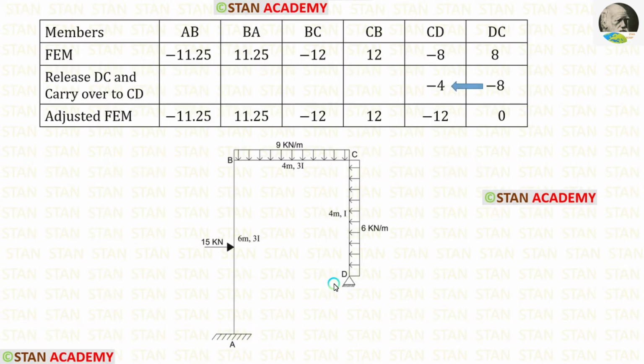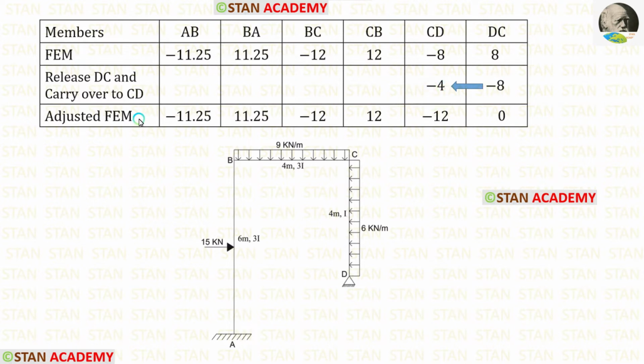In this frame, in the point D, there is a hinged support. In the hinged end, there will be no movement. So we have to make DC 0. For DC, the fixed end moment is 8. When we add minus 8 with this 8, we will get 0. So we have released DC and made it 0. And we have to give carry over from DC to CD. When we divide minus 8 by 2, we will get minus 4.